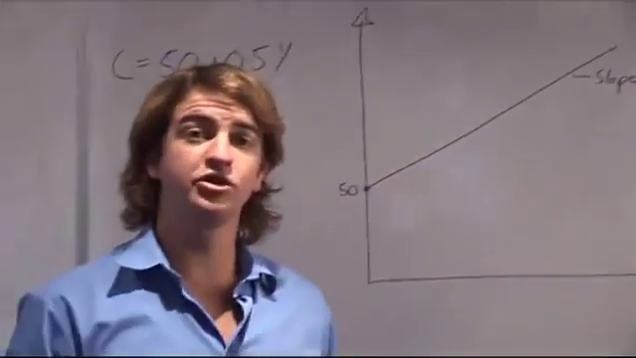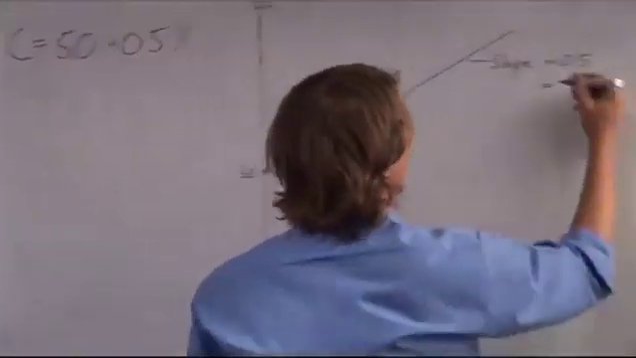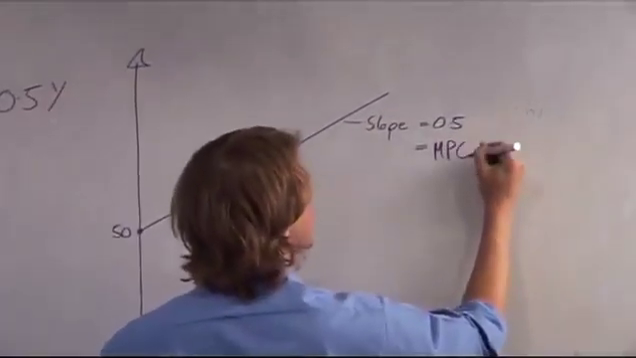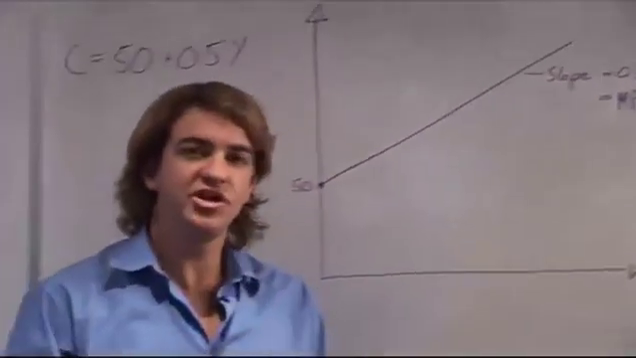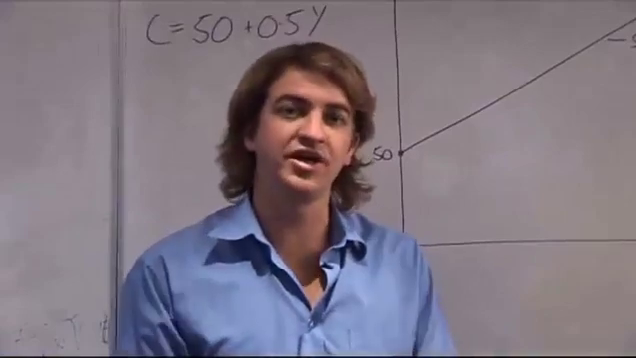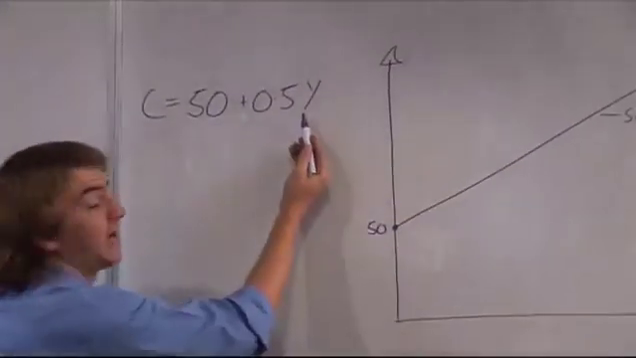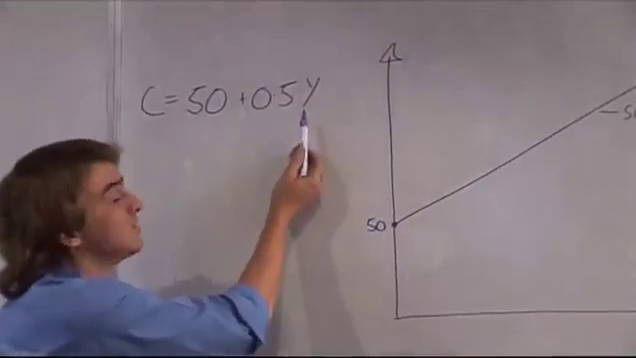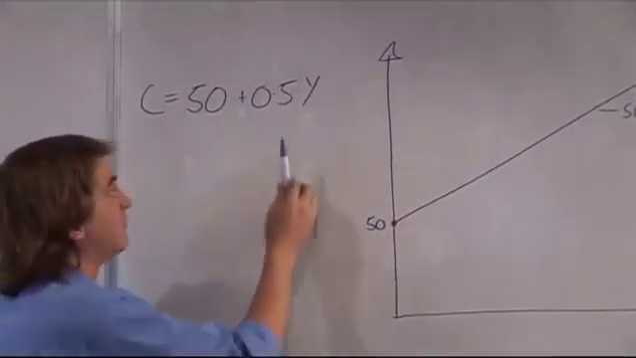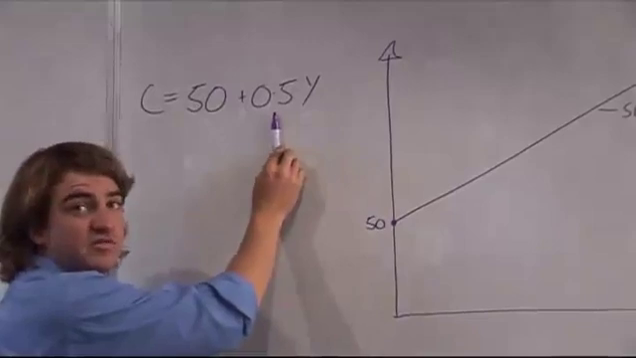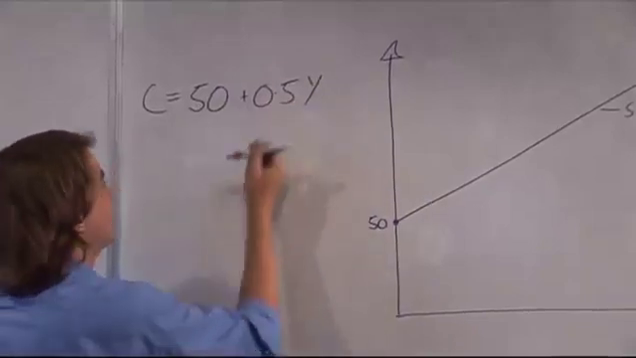It's called the marginal propensity to consume. The marginal propensity to consume illustrates how much we are going to consume given our income increases by 1 unit. So if our income, Y, increases by 1 unit, we're going to increase consumption by 0.5 units. And that is what the MPC represents.